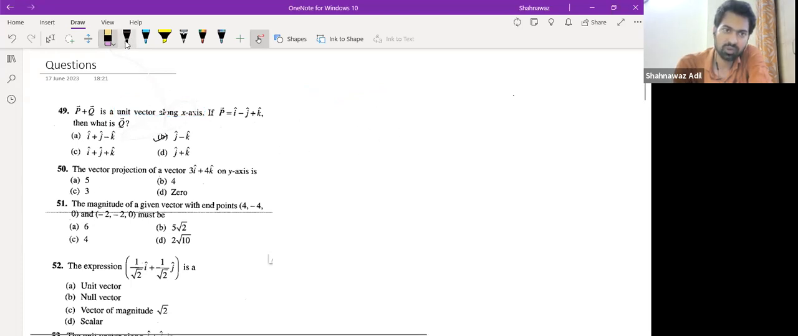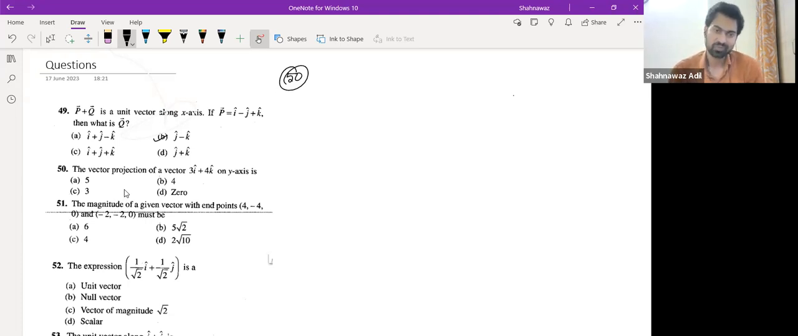Yes, so the second question is for Rishi. The vector projection of the vector 3i plus 4k on the y-axis, right? So 3i plus 4k on the y-axis, how much would that be? 0, sir. Yeah, 0, because this doesn't have a y part. Because this vector is only in the x and z plane, right? So this doesn't lie on the y-axis.